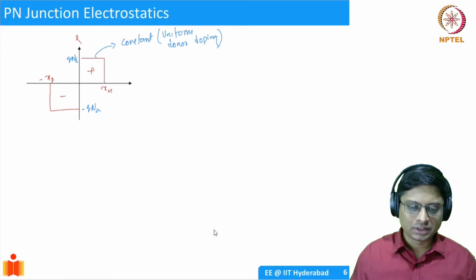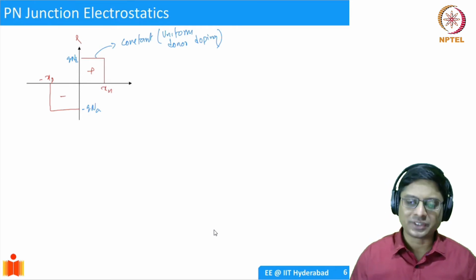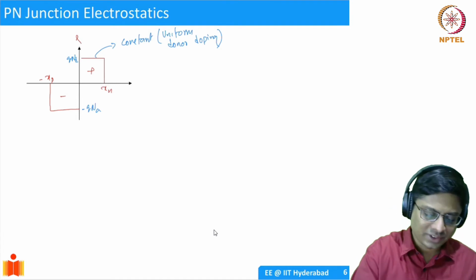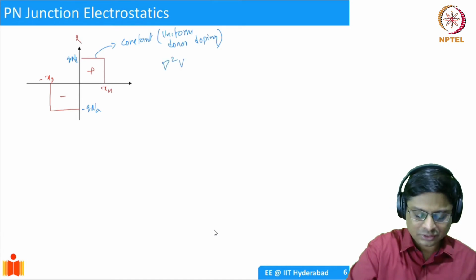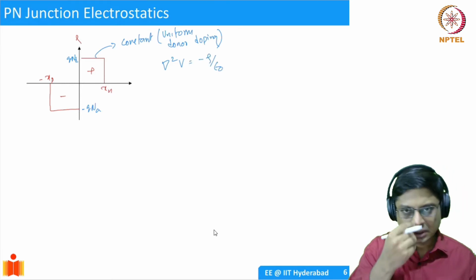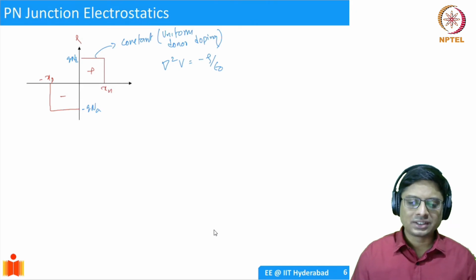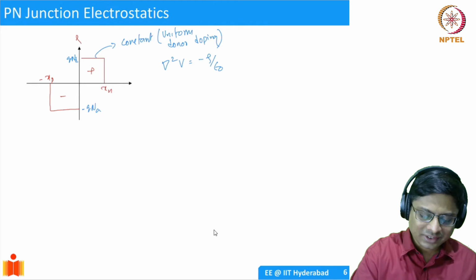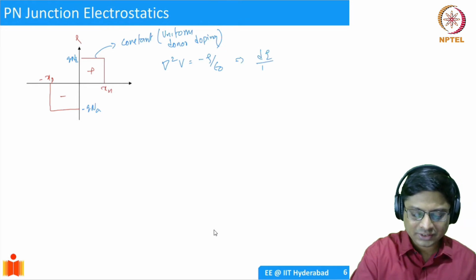All right. So now how do we solve this? To solve this, we need to solve the Poisson equation. You might be familiar with the Poisson equation. Essentially, it tells you that the Laplacian of the potential V is equal to minus rho by epsilon naught, where rho is your charge density. We can rewrite this, and sometimes we also call it Gauss law, which essentially tells you that dE by dx is equal to rho by epsilon.